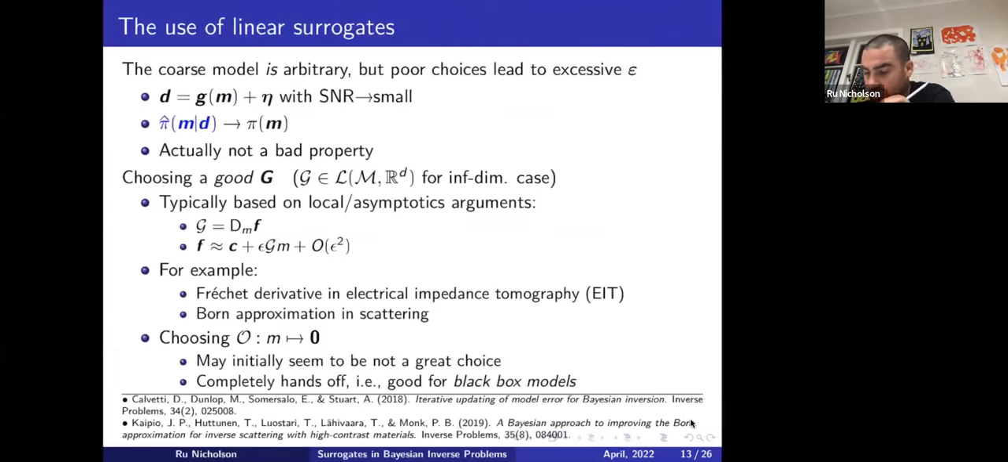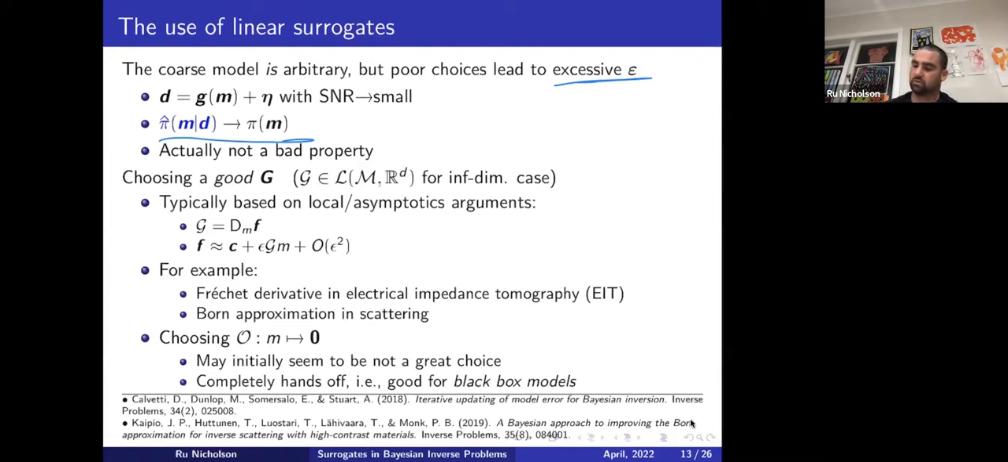Right, so the coarse model is arbitrary, but of course, what happens is if we do have a very poor choice in the surrogate, we have very large modeling errors, right? Essentially the signal is just swamped by modeling error. And as such, the updated posterior just starts heading back towards the prior, which is actually not a bad property. One would kind of hope that, right? If we had too much noise, basically the data doesn't tell us anything.